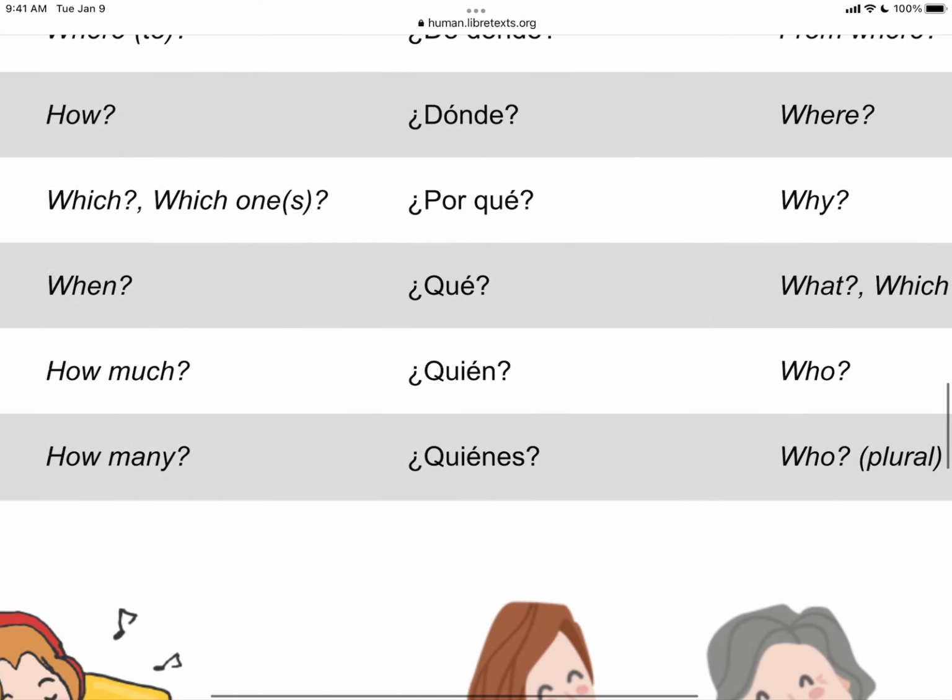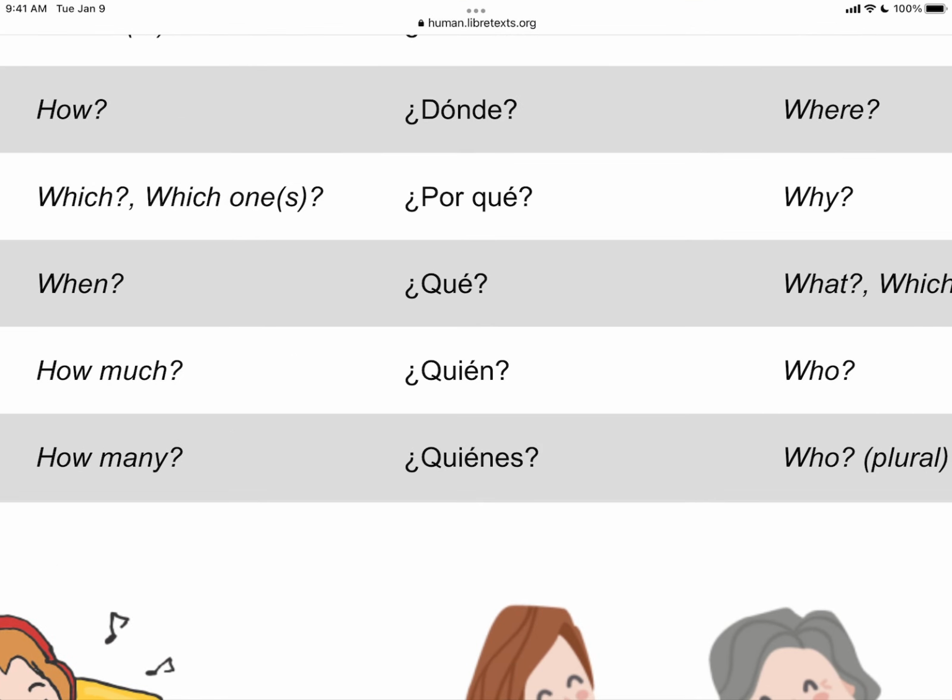Also, quién can also have the a and the de in front of it. A quién is to whom do you do something. For example, to whom are you giving the gift? So if you see an a quién, to whom, and quién by itself just means who, and then a quiénes, plural, to whom, plural people, are you giving the gift, for example.